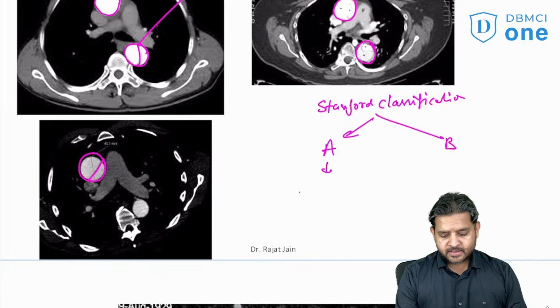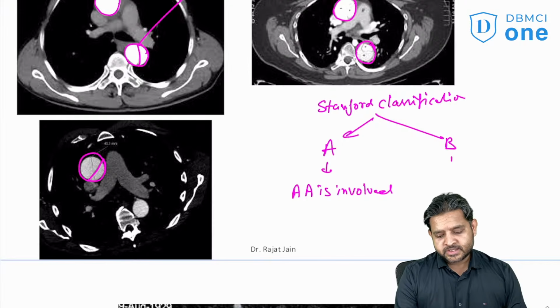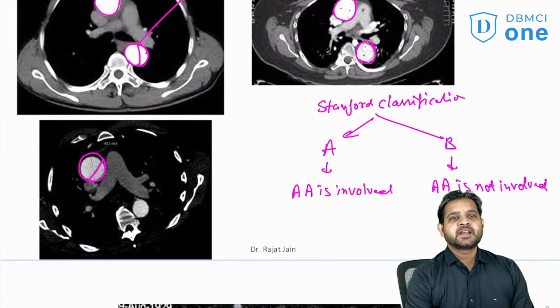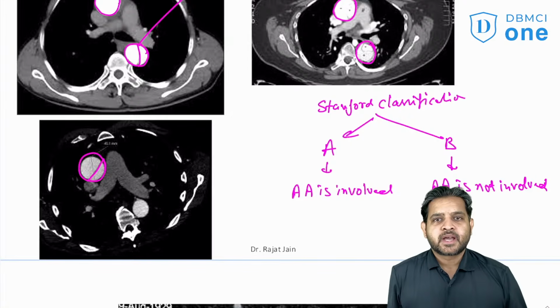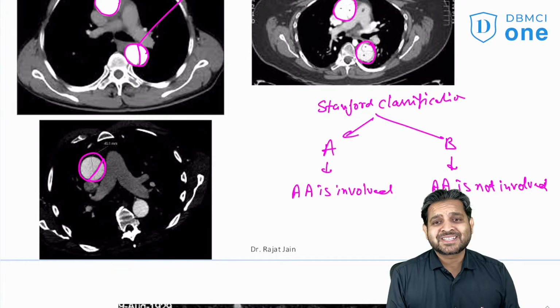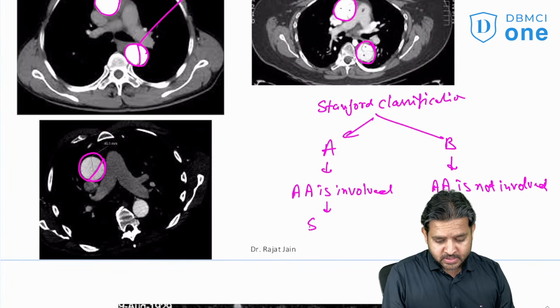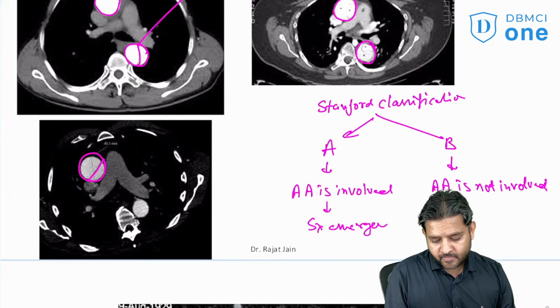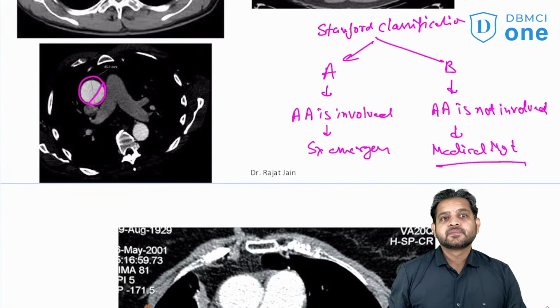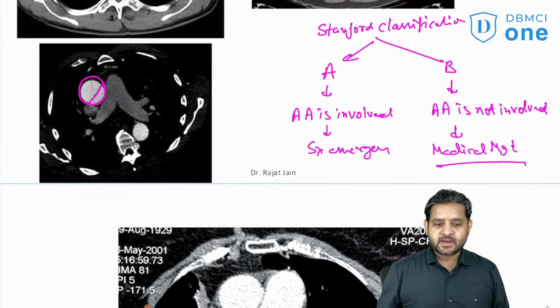Now what is type A? Type A is if the ascending aorta is involved. What is type B? If the ascending aorta is not involved. If the ascending aorta is involved, then it is type A. If the ascending aorta is not involved, then it is type B. Involvement of ascending aorta is a surgical emergency. If it is not involved, then the treatment is medical management, right?